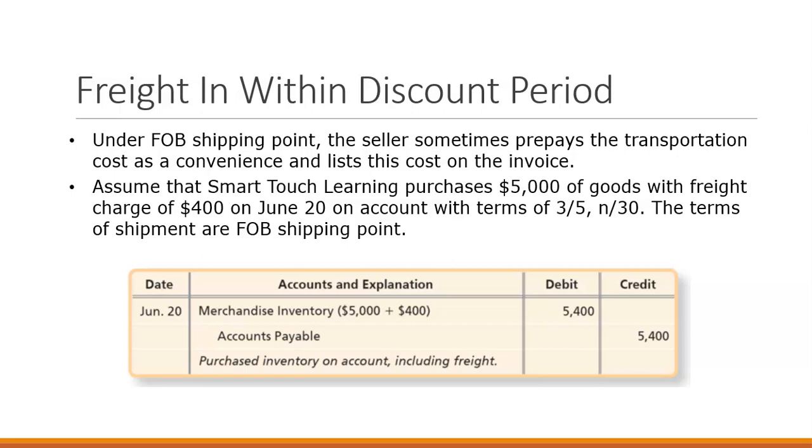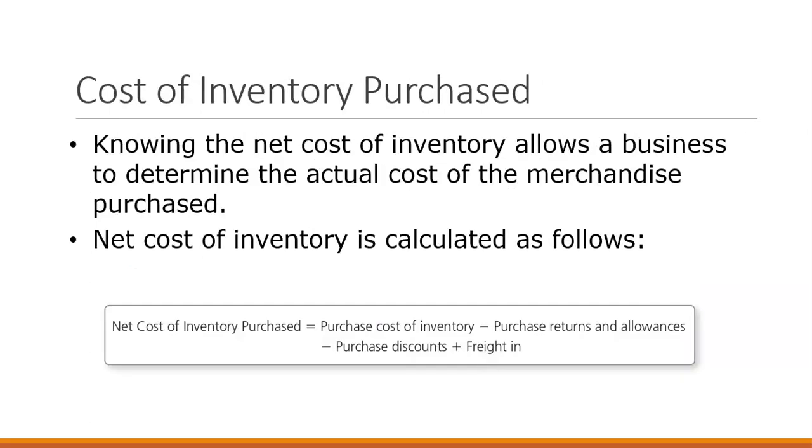When we prepay the transportation costs, we list them as part of the cost on the invoice. So we have this example here where we purchased $5,000 worth of goods with a freight charge of $400. We record a debit to merchandise inventory for $5,400 and a credit to accounts payable for $5,400. So the cost of the inventory purchased is the purchase cost of inventory, minus any returns and allowances, minus purchase discounts, plus any freight we had to pay to get it.